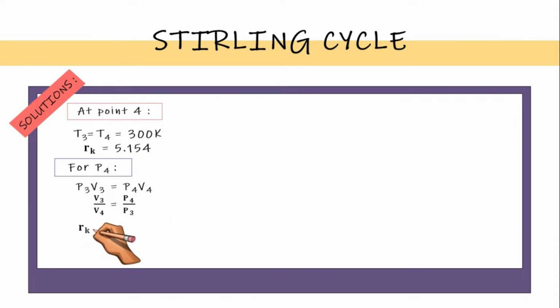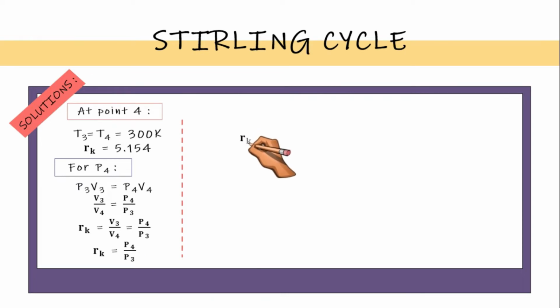Then V3 over V4 is equal to P4 over P3. We all remember that RK is equal to V3 over V4, and P4 over P3 is equal to V3 over V4. So, we can assume that RK is also equal to P4 over P3. So, let's draw a line right there. Then, RK is equal to P4 over P3.